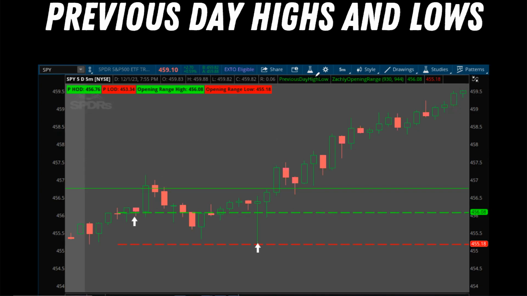So here, what we've added is the previous day highs and lows. The solid green line right here is going to be the previous day high, and the previous day low is going to be a solid red line. And again, with this custom script and indicator, not only does it chart the price level for you, but it also adds it up here. P stands for previous, LOD stands for low of day, P stands for previous, HOD high of day.